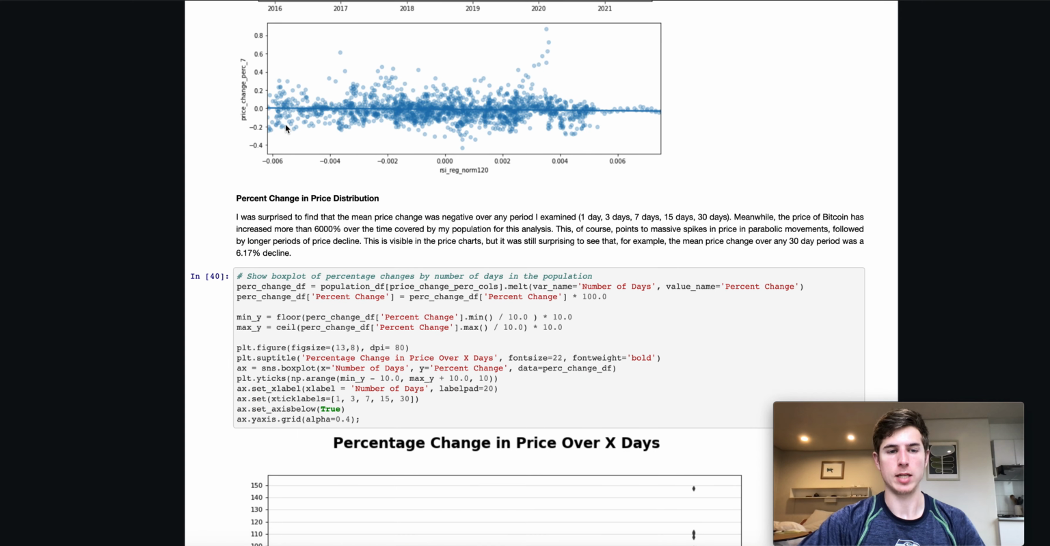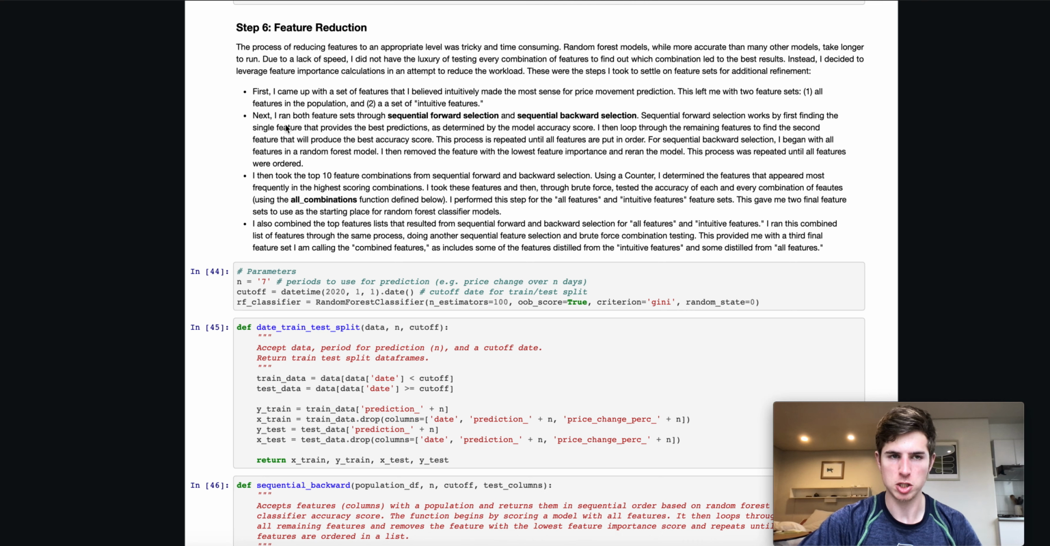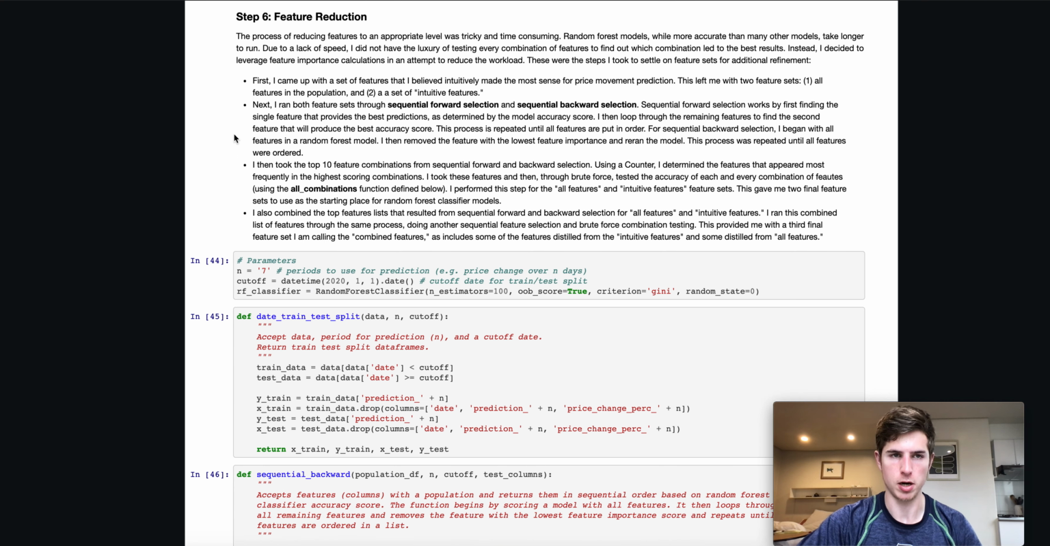Ultimately, I took all of this and ended up doing a kind of brute force feature reduction. And so that's what you see here. I had all of these features that I'd considered, and then I needed to get down to what the final features in my random forest model are going to be. To do so, I ran both sequential forward selection and sequential backward selection.